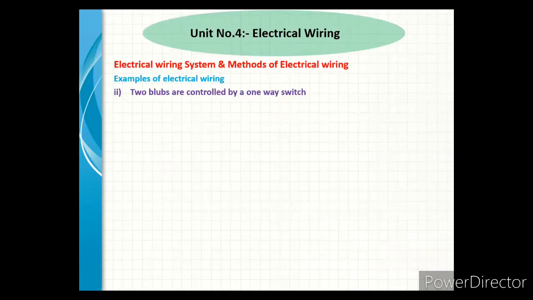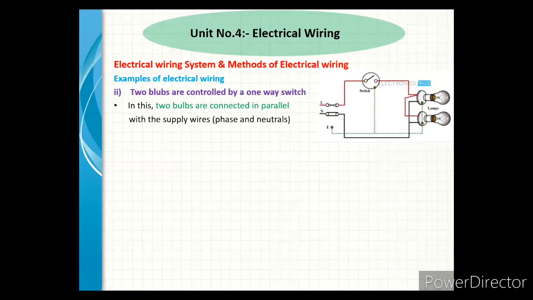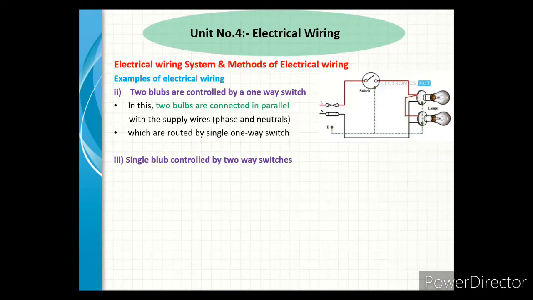The second example is two bulbs controlled by a one-way switch. Here two bulbs are controlled by a one-way switch. In this, two bulbs are connected in parallel with the supply wires, that means phase and neutral, which are routed through a single-way switch.